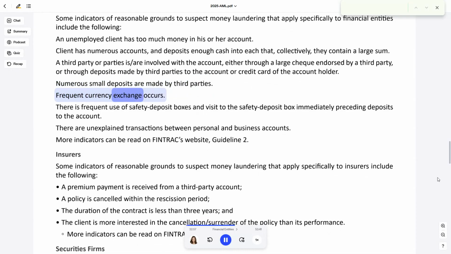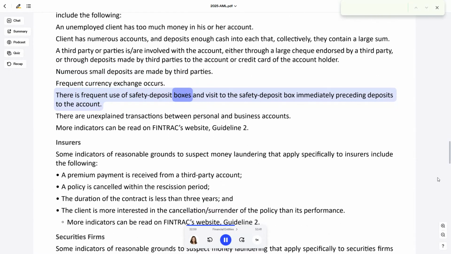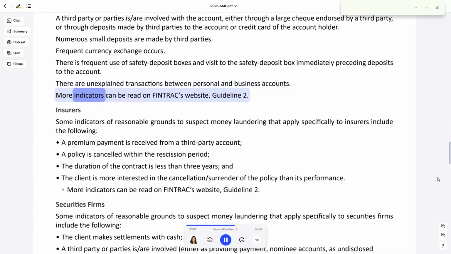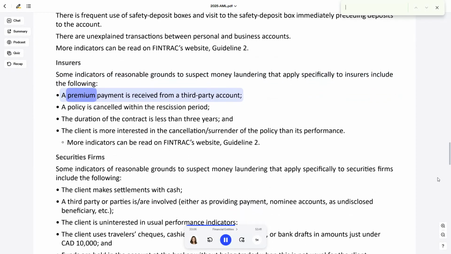Frequent currency exchange occurs. There is frequent use of safety deposit boxes and visits to the safety deposit box immediately preceding deposits to the account. There are unexplained transactions between personal and business accounts. More indicators can be read on FINTRAC's website, Guideline 2. Insurers. Some indicators of reasonable grounds to suspect money laundering that apply specifically to insurers include the following. A premium payment is received from a third-party account.